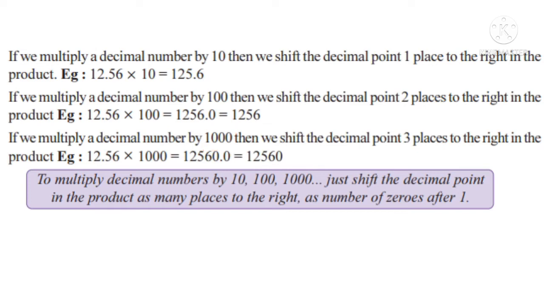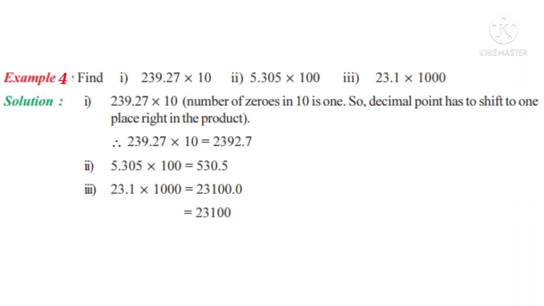If we multiply a decimal number by 1000, then the decimal point will shift to the right by 3 digits. In 12.56, the decimal point is on the left side of 5. Since we are multiplying with 1000, there are 3 zeros. So the decimal point will shift right after 5, 6 and 0. That is 12,560.0, that is equal to 12,560.